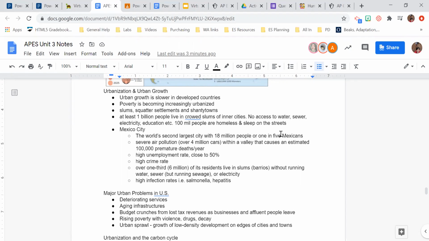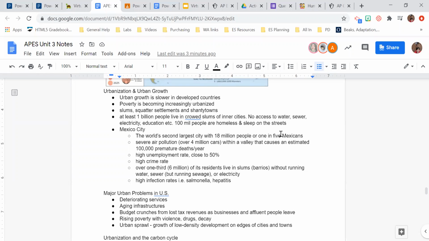Poverty is becoming increasingly urbanized. A lot of times poor people are in the cities trying to get opportunity. But we end up seeing slums, squatter settlements, and what we call shanty towns. These are communities with people living in ramshackle, cobbled together buildings in order to have some place to sleep. At least 1 billion people live in crowded slums of inner cities worldwide. In those areas, a lot of them have no access to clean water, sewer, electricity, or education. 100 million people are homeless and sleep on the streets in these areas as well.